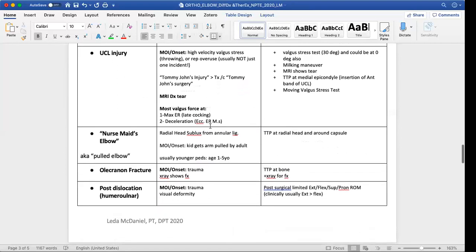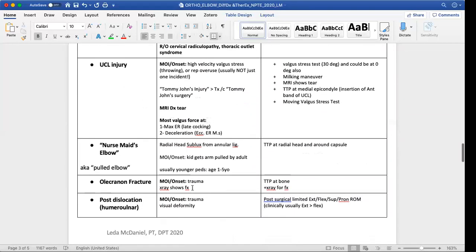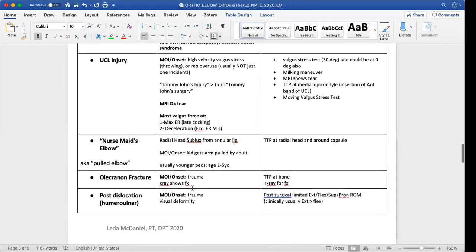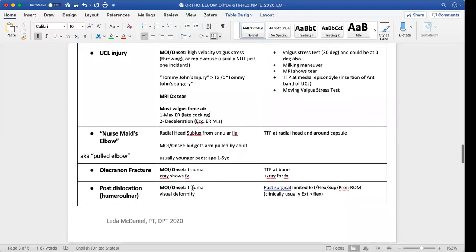Last few pathologies that I'm hoping to get to before we run out of time are these pathologies due to trauma. So UCL injury, as mentioned above, is going to be more of either a high velocity valgus stress at the elbow or repetitive overuse, sometimes called Tommy John's injury due to this famous baseball player who had this injury, and the treatment for it is also called Tommy John's surgery. So those are common terms.